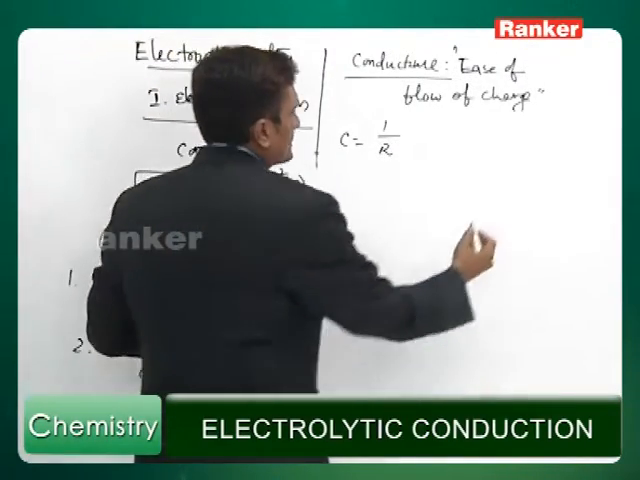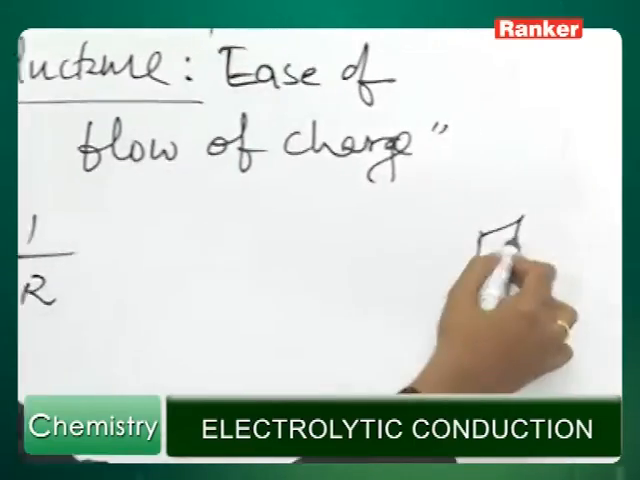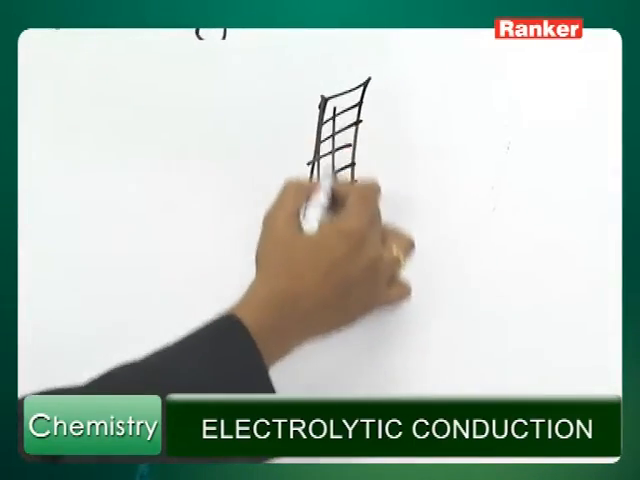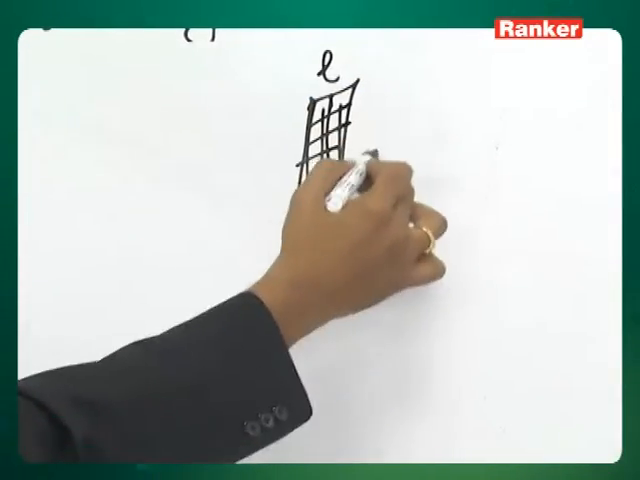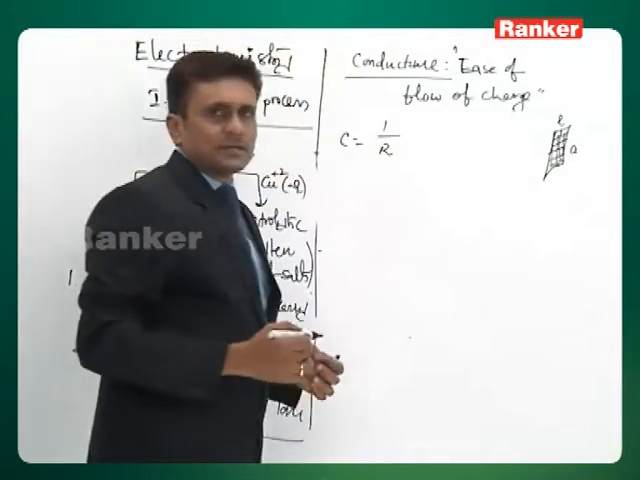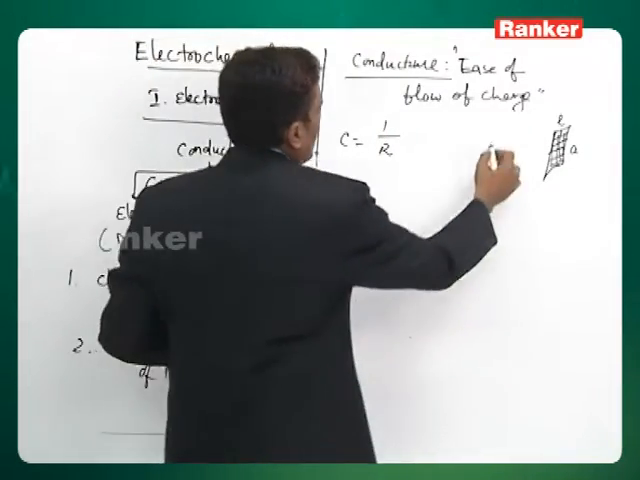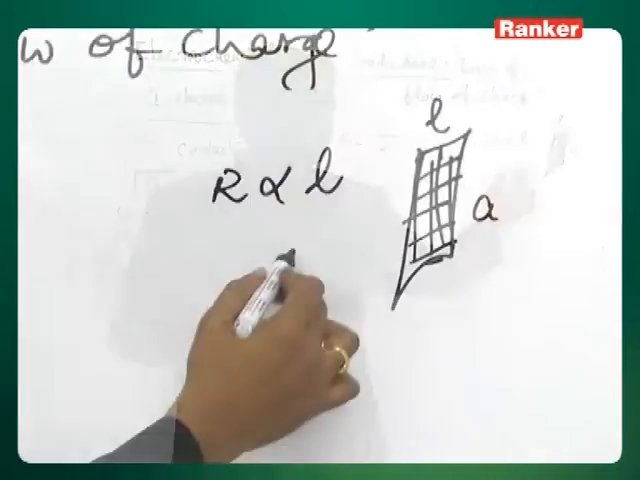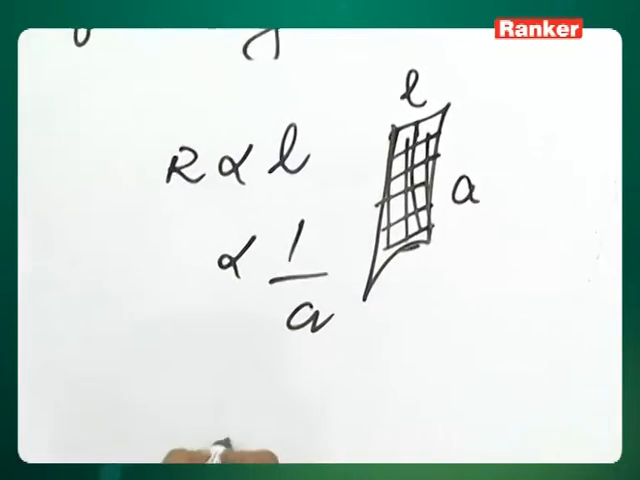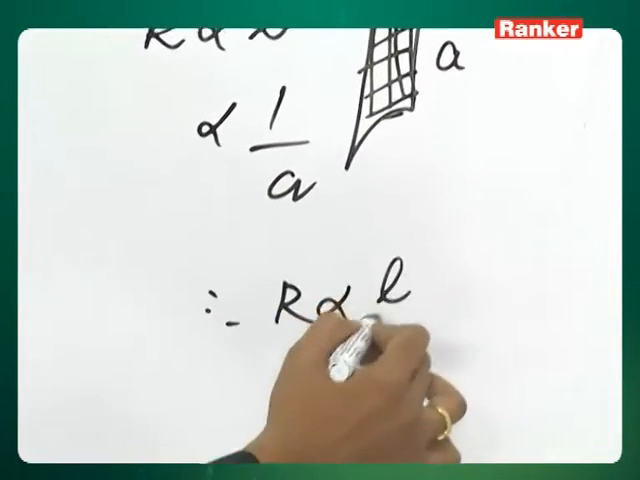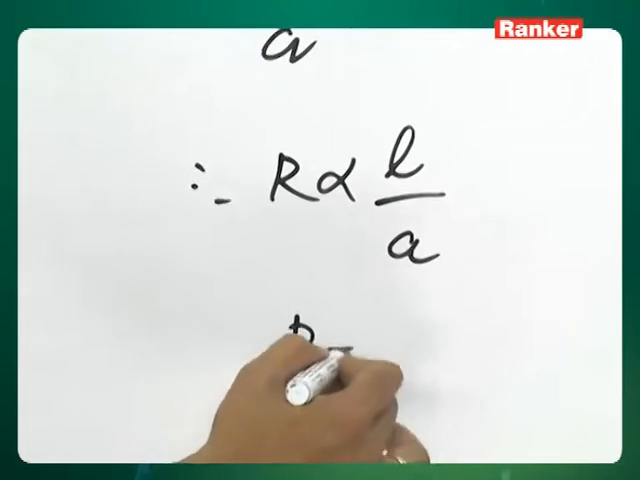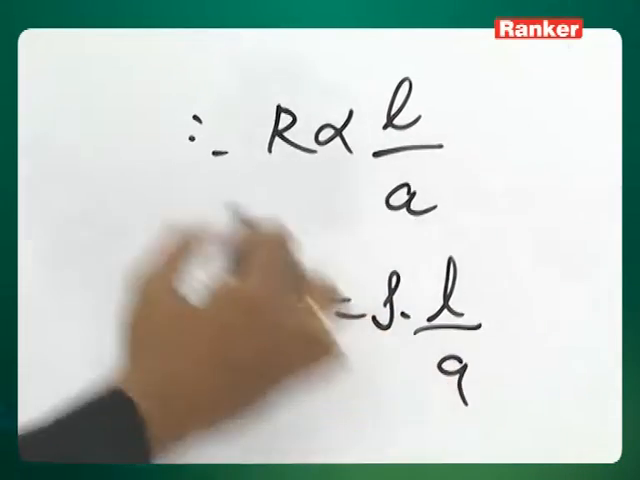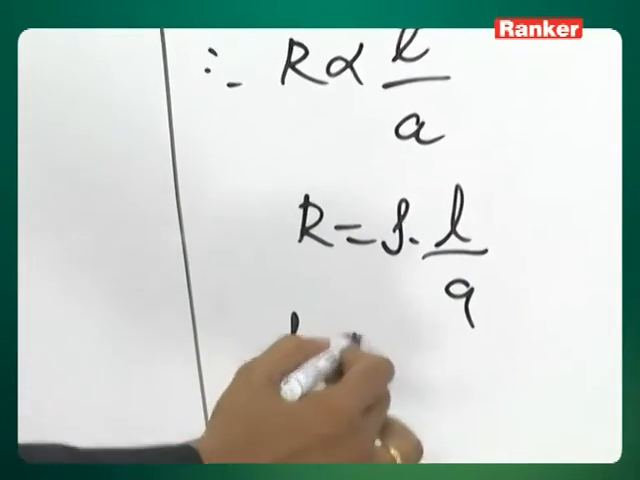Now we know that if you take any specimen, say I have taken the metallic conductor whose length is L and cross sectional area is A, you know that resistance R is directly proportional to the length and inversely proportional to the cross sectional area. Therefore R is directly proportional to L by A, R equals some constant into L by A. Here rho is called resistivity.